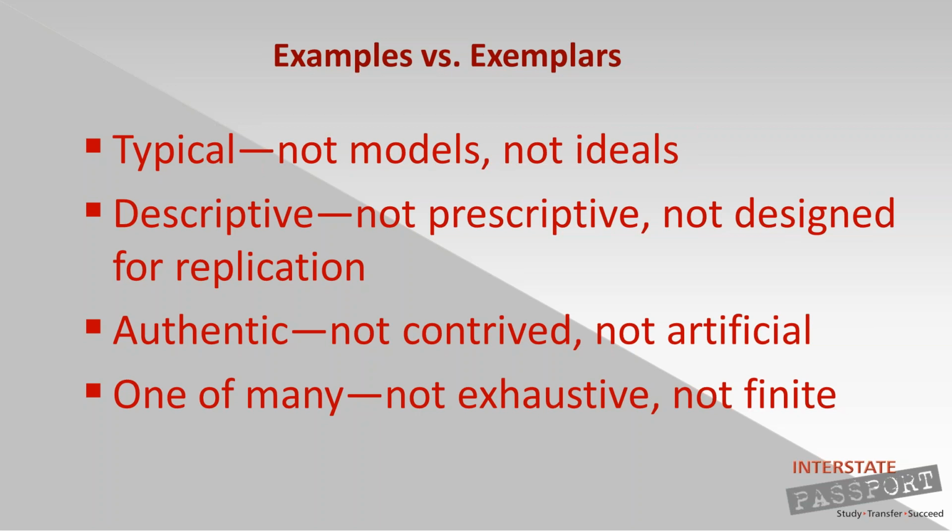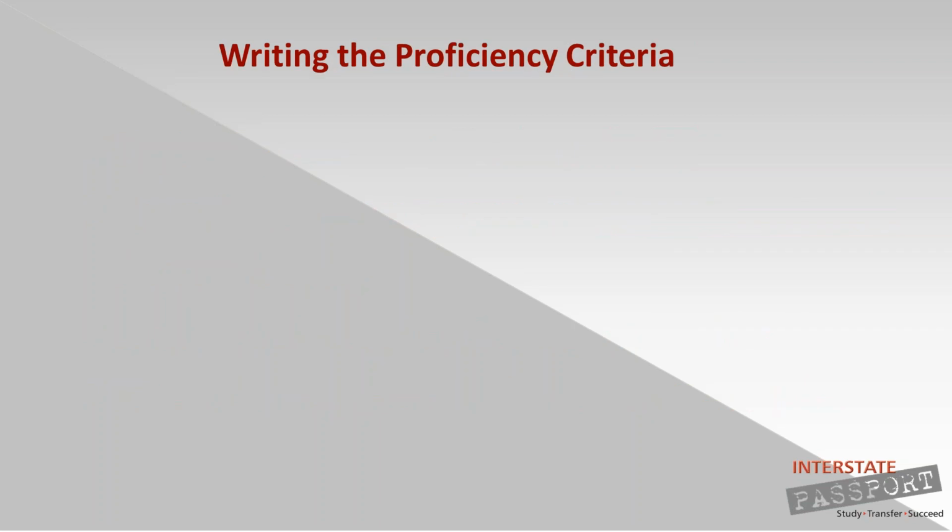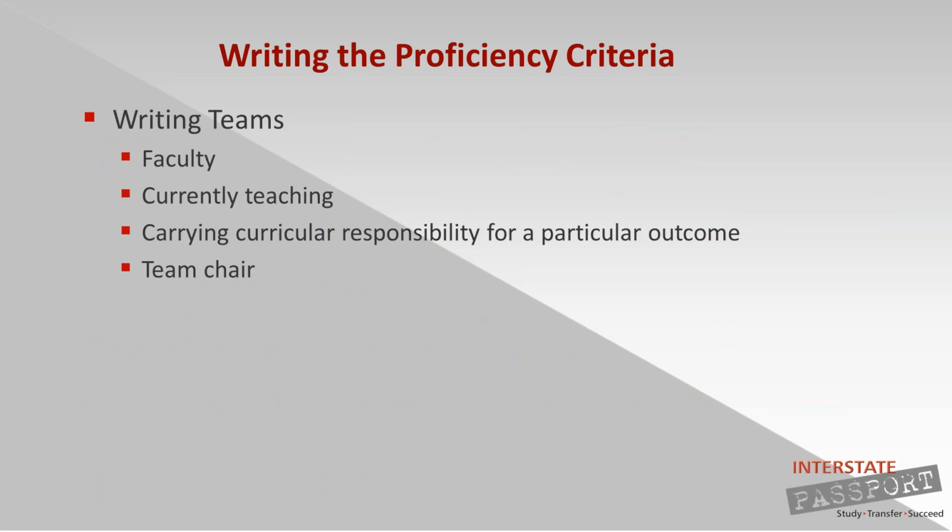Terry, can you describe for us how these subject area or the lower division GE area teams work to produce the proficiency criteria? Yeah, first of all, we had writing teams, and the writing teams were selected by the state facilitators, and they came together. They were made up of faculty. Everybody working on a writing team was currently teaching and carrying curricular responsibility for that particular outcome. And each of the teams ultimately selected a chair.